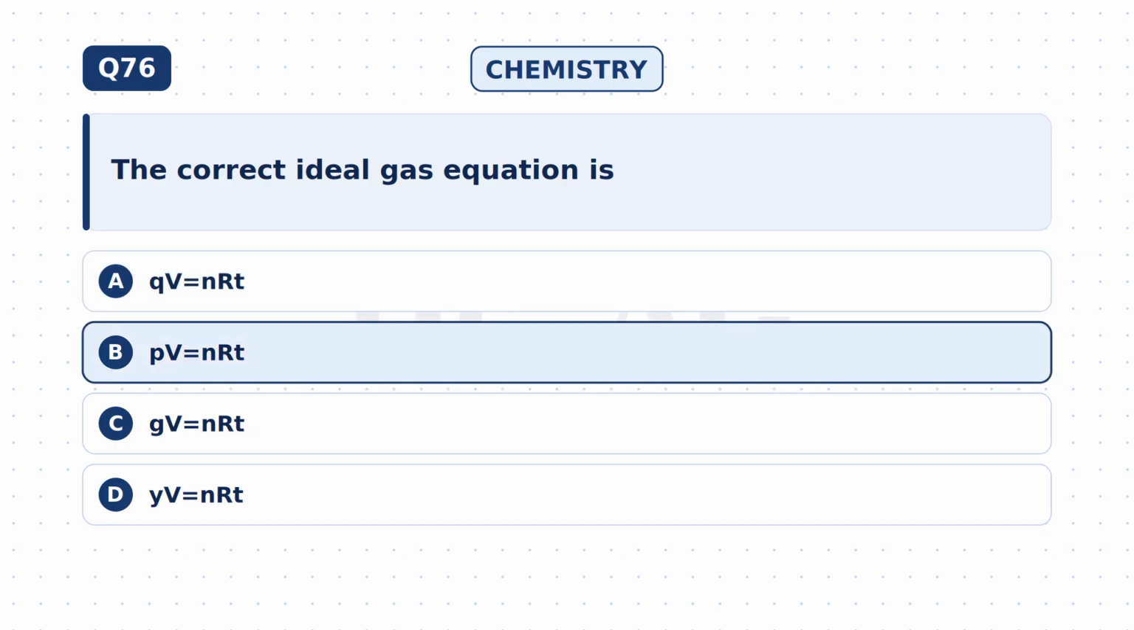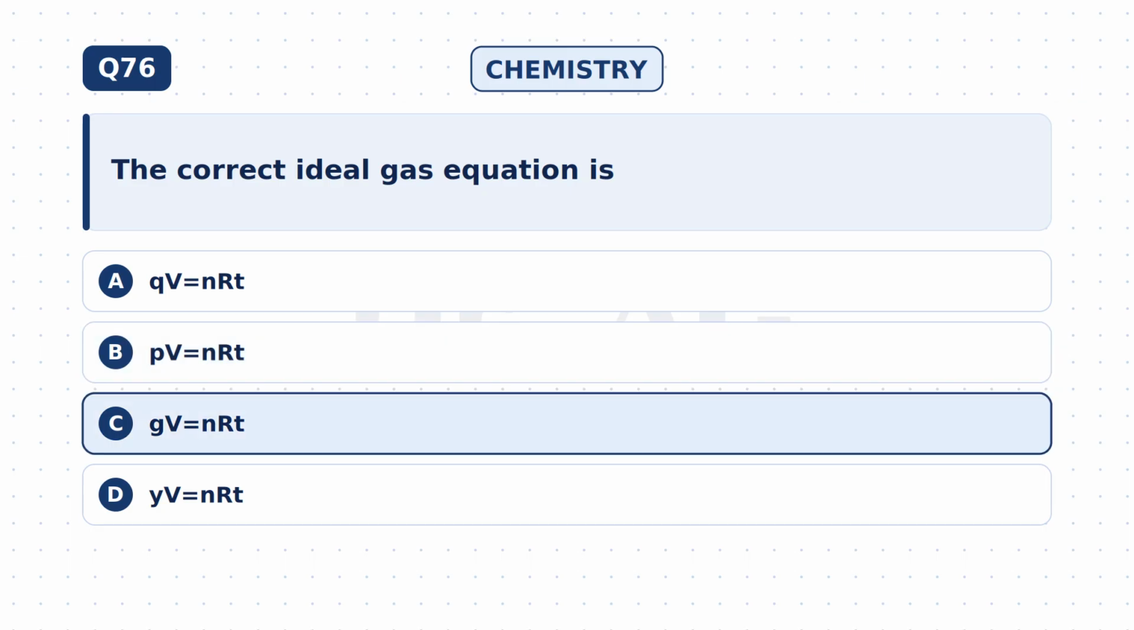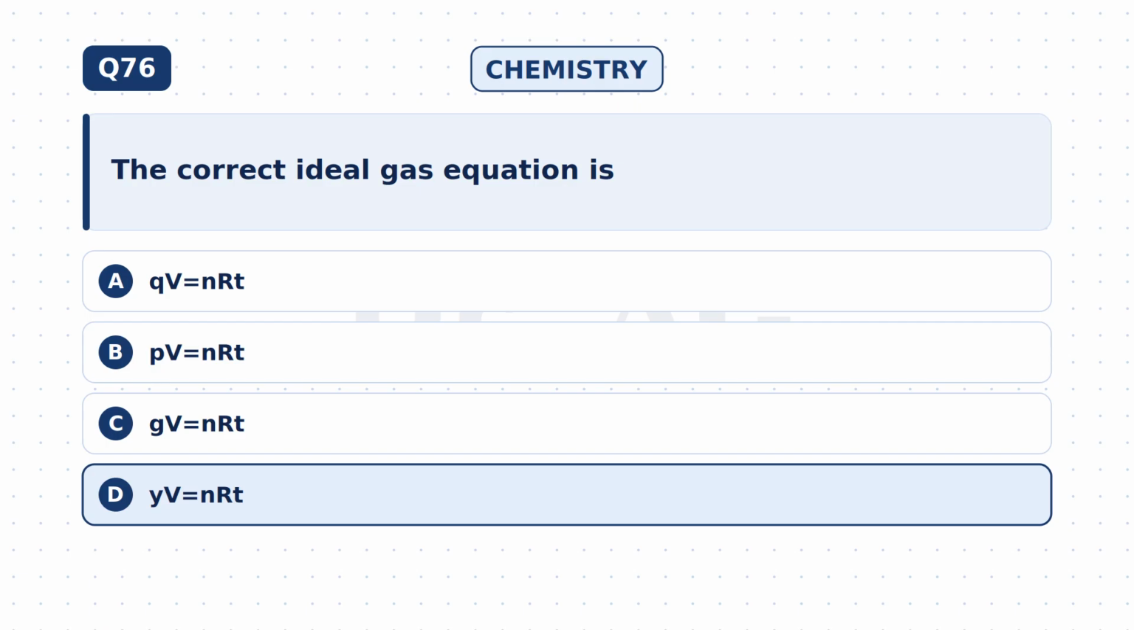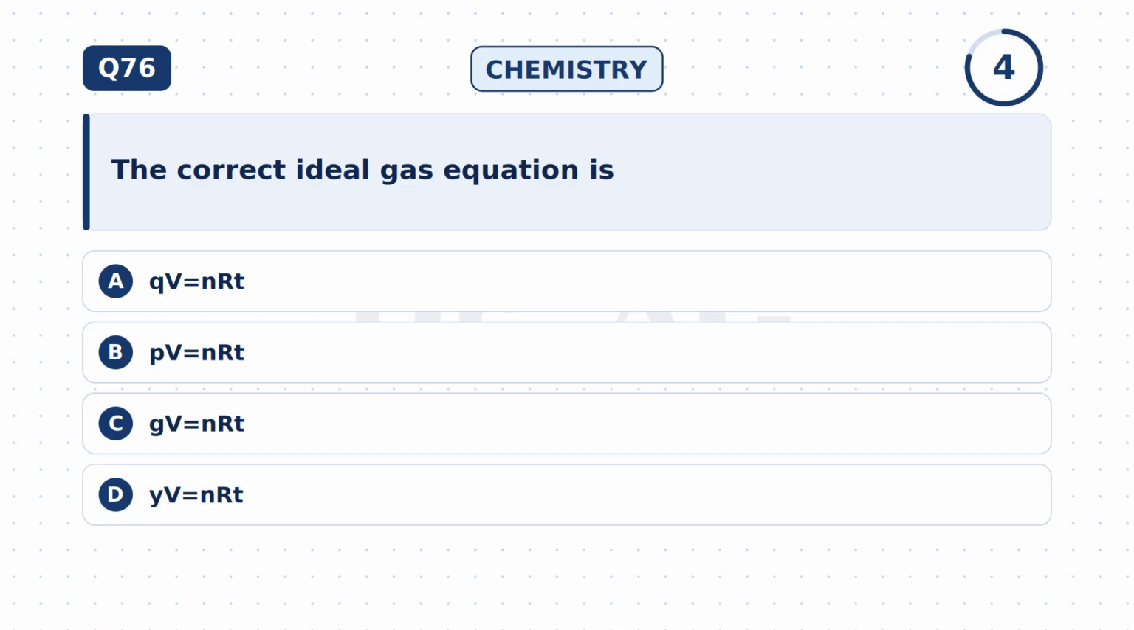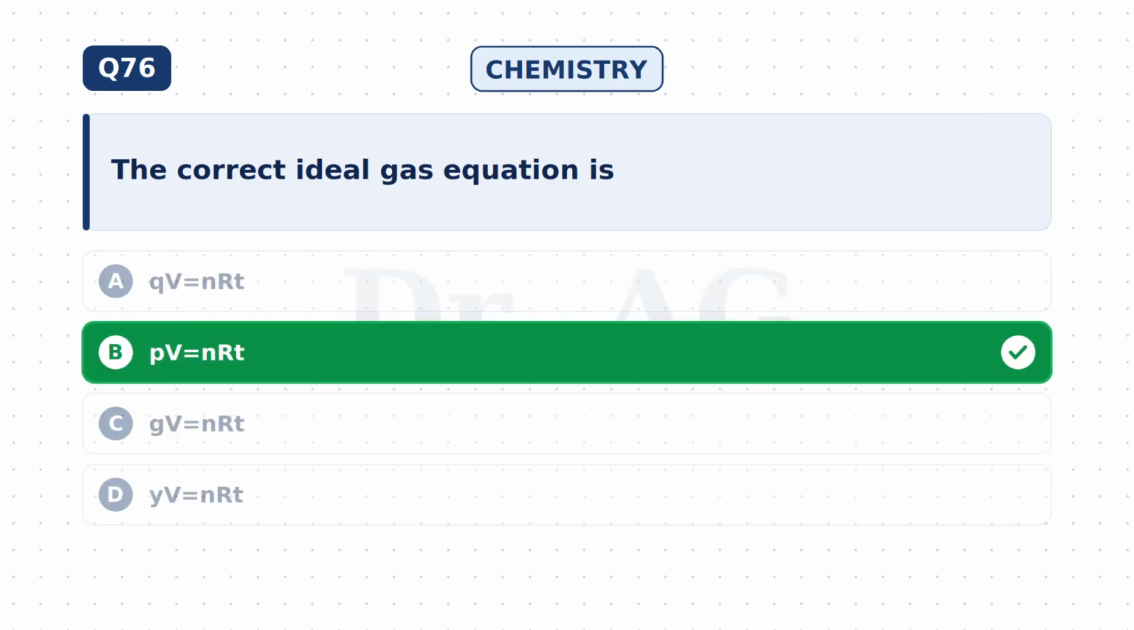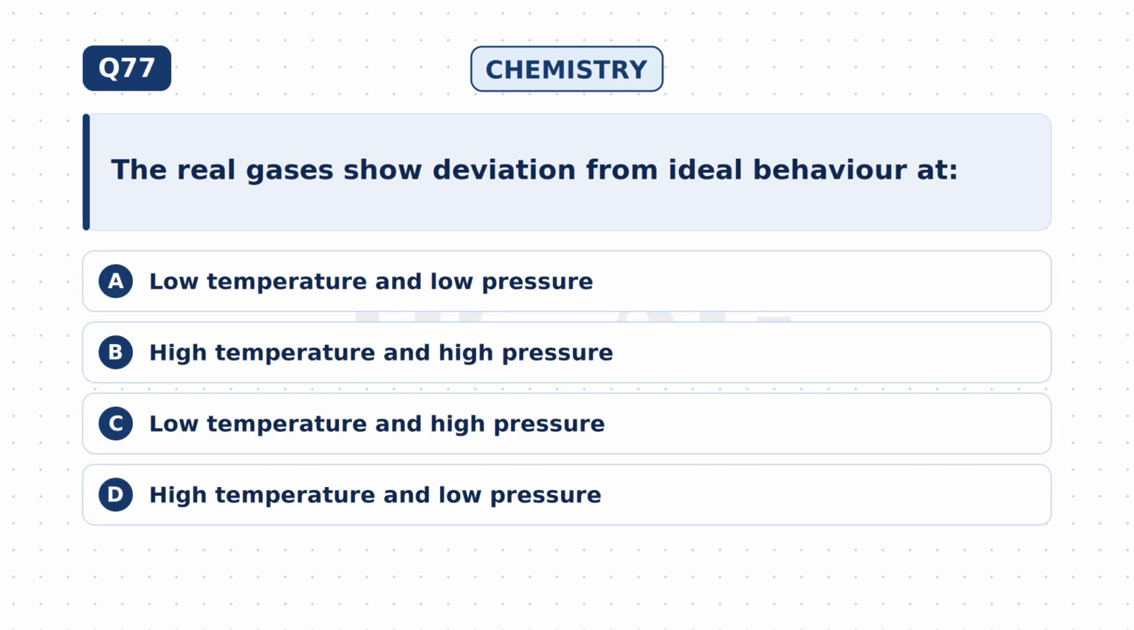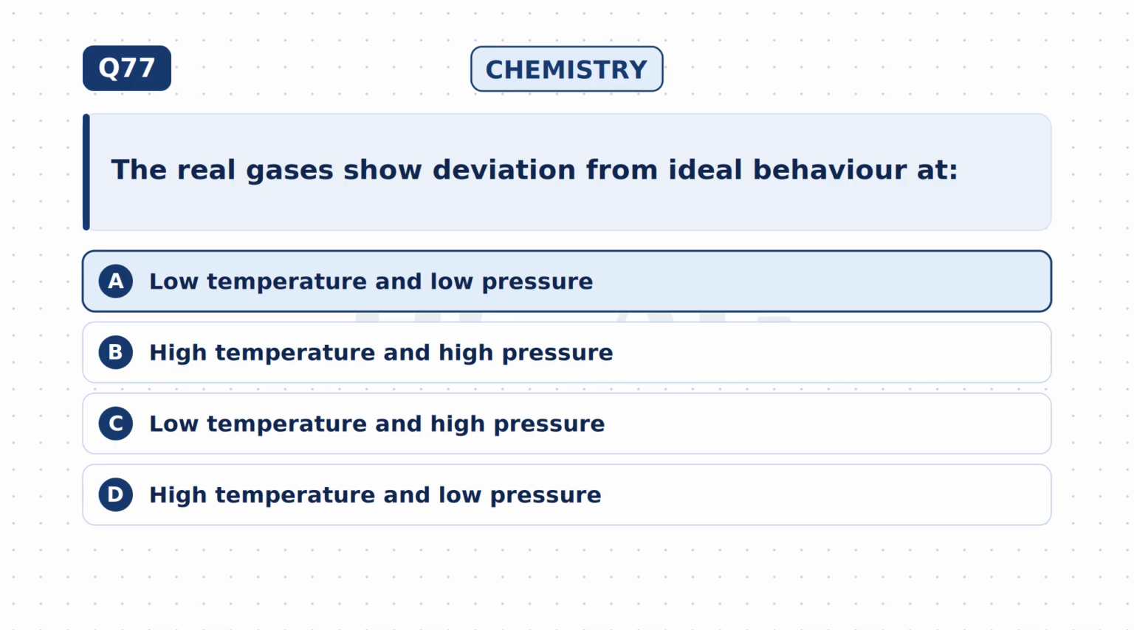Option B, PV equals nRT. Option C, GB equals nRT. Option D, YV equals nRT. The correct answer is B, PV equals nRT. Question 77. The real gases show deviation from ideal behavior at: Option A, low temperature and low pressure.